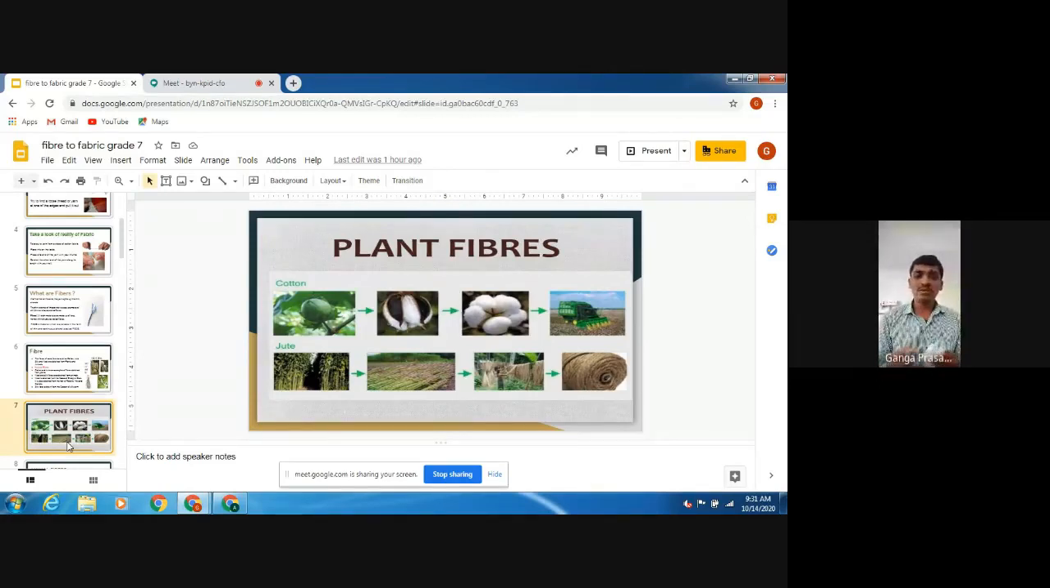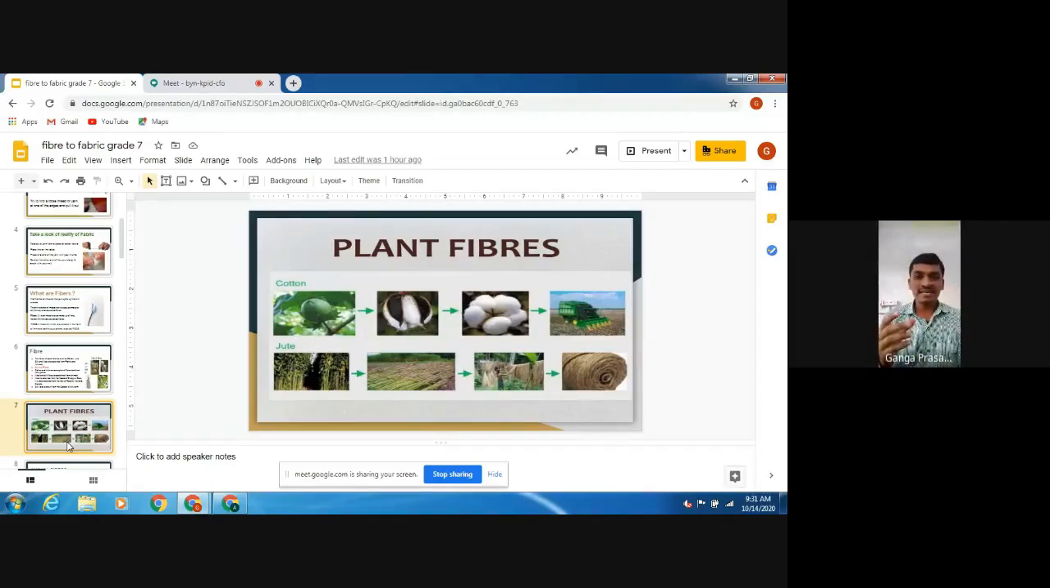So jute is a common fiber. So there are many uses of jute plants. We can make ropes, gunny bags, handbags, right? So there are a number of uses with the jute plants. So mostly we get jute from the stem of the jute plants.